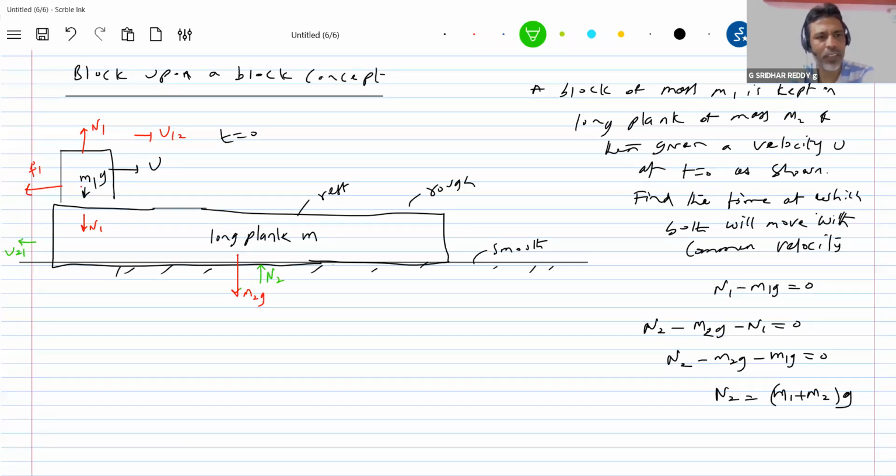In what direction should the friction be? Opposite to the relative velocity. So the friction on the plank will act in this direction. We have to show the friction here actually, so you'll get confused. That's why I shifted. And the book has shown it here. Okay, no problem, correct it is.